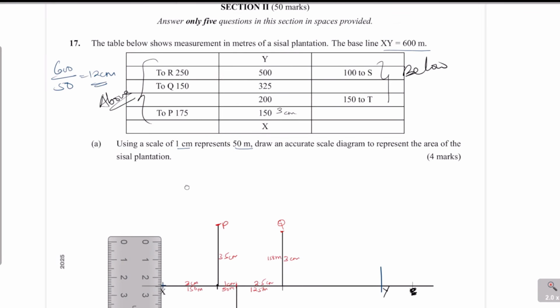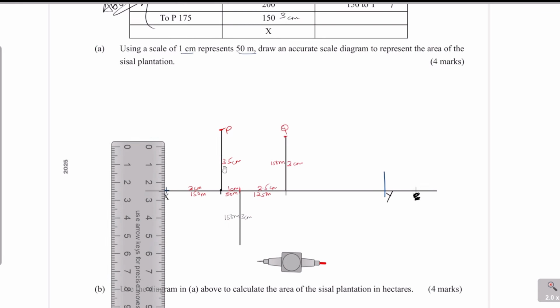Then from 325, we go to 500. So what are we supposed to add? We simply get 500 subtract 325, to know what we are going to add to 325 to get 500. So that is a difference of 175. So 175 divided by 50, I'll have to measure 3.5. So now from this point here, we measure 3.5.